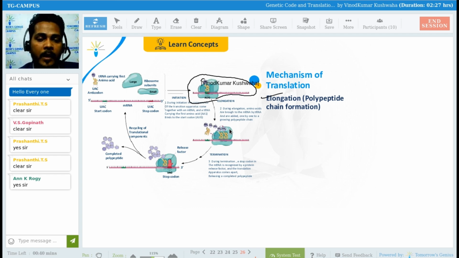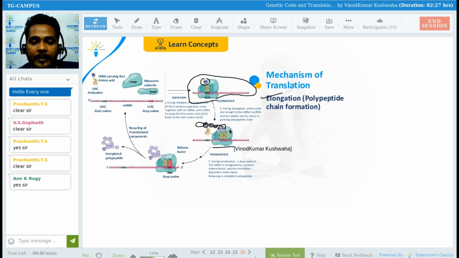You can see here, the first amino acid is attached over here, then it reaches the A site, then it starts converting like this. So there is a continuous chain of polypeptide like this, and it starts moving like this until it reaches the stop codon. The initial stage of initiation is very simple. That means there are elongation factors.